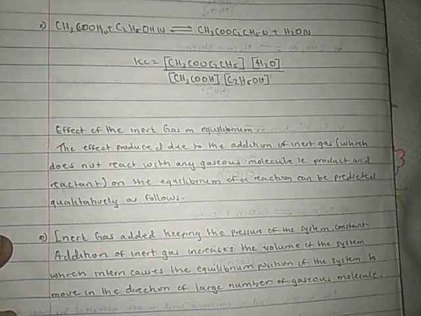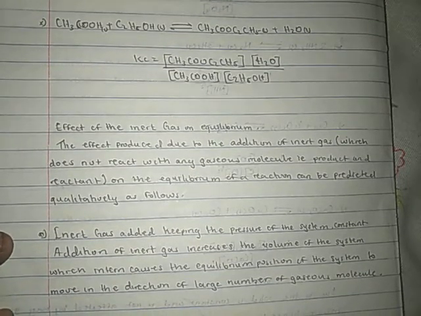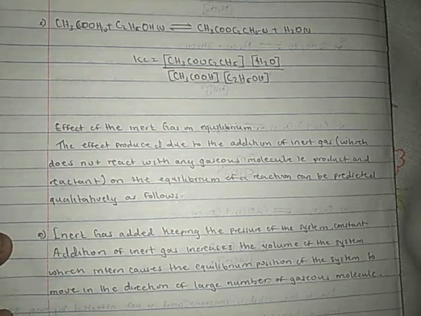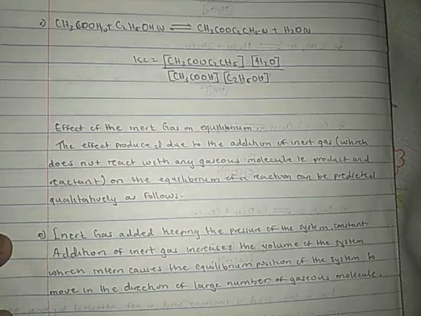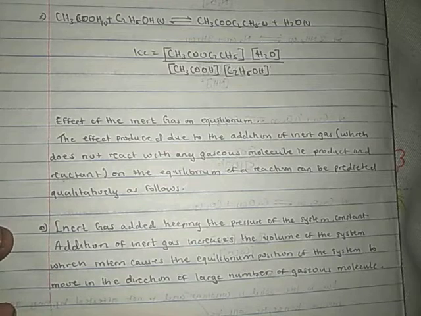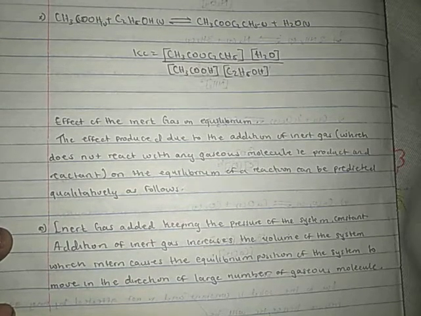First, inert gas added keeping the pressure of the system constant. So you must know whether we added the inert gas keeping the pressure of the system constant or volume of the system constant. Addition of inert gas increases the volume of the system, which in turn causes the equilibrium position of the system to move in the direction of the larger number of gaseous molecules.